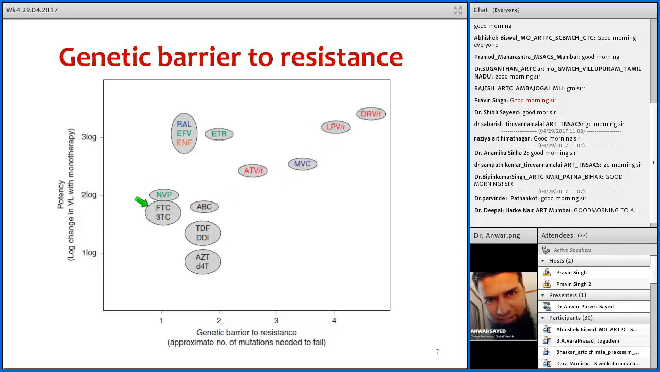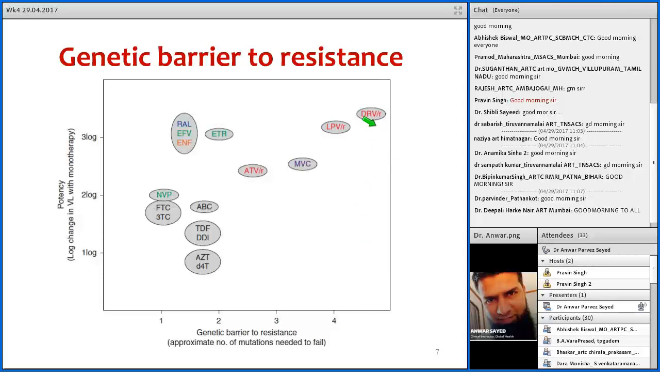If you see here, Nevirapine, Emtricitabine and Lamivudine have very low genetic barriers, like one single switch, while all these others are like dimmers. You need accumulation of mutations for the virus to become completely resistant to these drugs, like Zidovudine, Stavudine, Tenofovir, Didanosine, Abacavir, Atazanavir, Raltegravir. These are in the middle range compared to Darunavir, Lopinavir, Ritonavir. That is why Darunavir in our program is being given as a third line, because it has a very high genetic barrier.